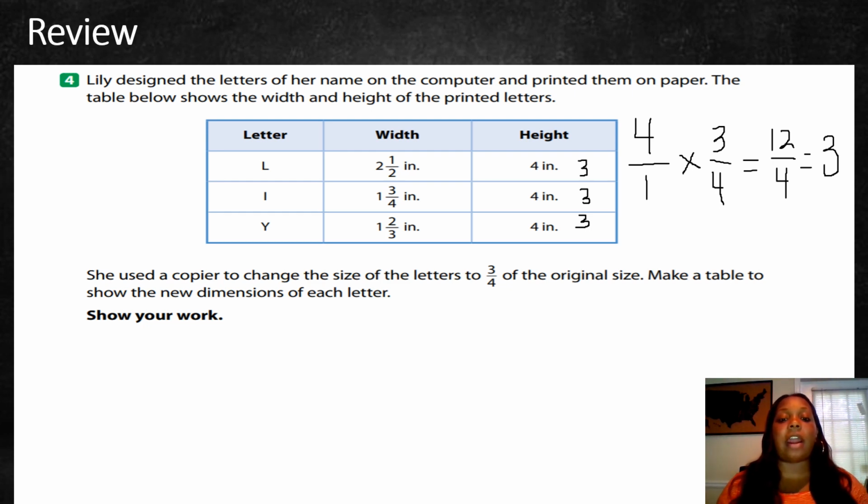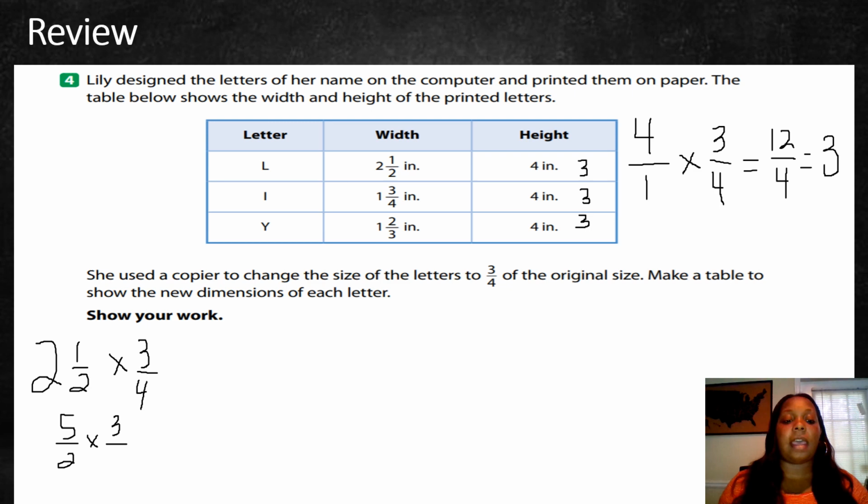So now let's look at our mixed numbers. That's going to be the trickier number. So first we have 2 and 1/2, and we're just going to multiply that by 3/4. Okay, so we're going to convert our mixed number. 2 times 2 is 4, plus 1 is 5. So we're going to have 5 over 2 times 3 over 4, and that is going to give us 15/8.